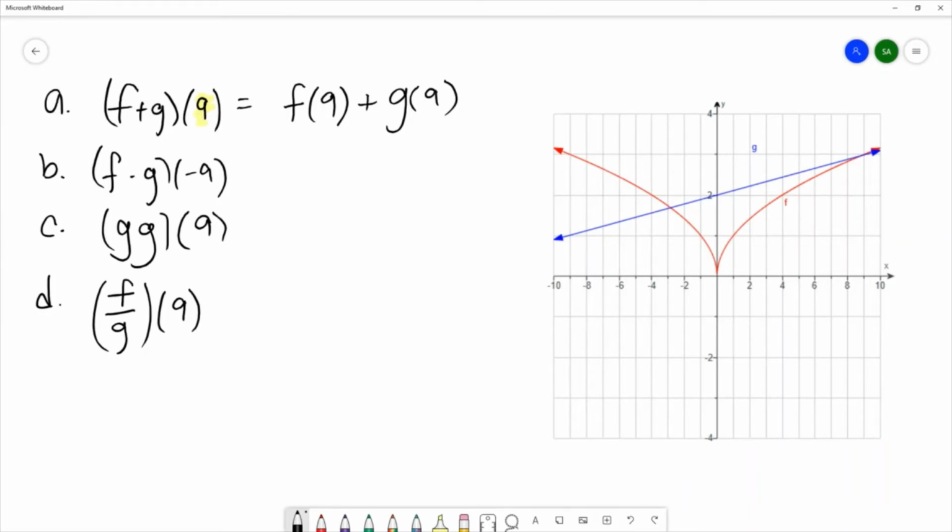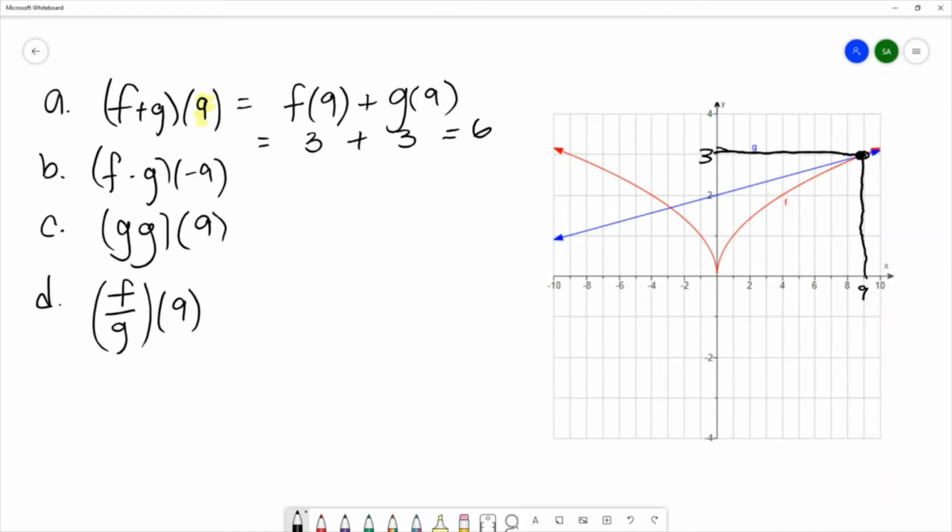I'm going to find f of 9 and g of 9 from the graph. So here is where x is equal to 9, and I'm going to go up to the graph to find out what the y value is at that point. And the y value at that point looks like it's 3. And that is for both the graph of f and the graph of g. So this one's going to be 3 plus 3 equals 6.